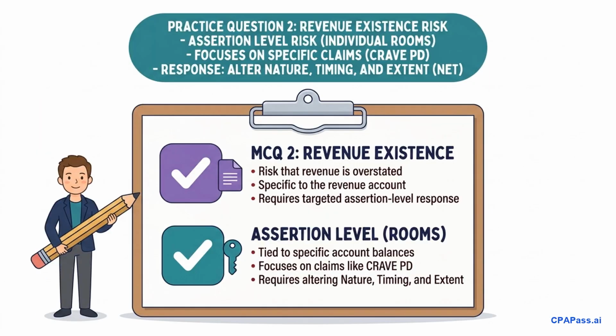Now let's look at our second practice question. When an auditor assesses a risk as high at the assertion level for revenue existence, which response is correct? The trap choices will offer general solutions like increasing overall professional skepticism. But assertion level risks are specific to individual rooms, particular account balances, transactions, or disclosures.